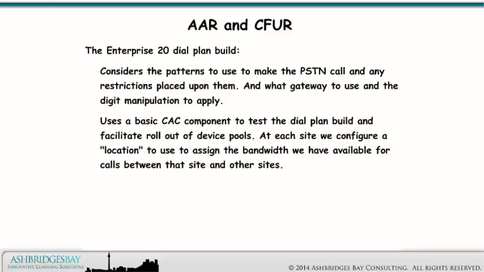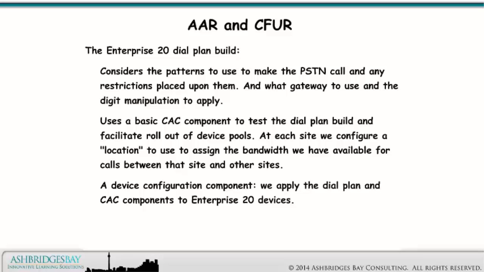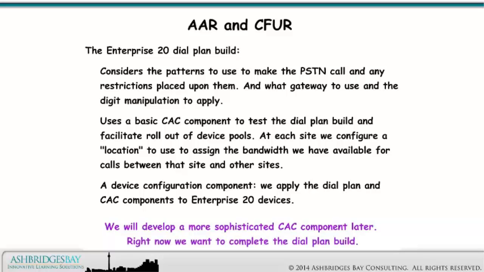At each site, we configure a location to use to assign the bandwidth we have available for calls between that site and other sites. And a device configuration component. We apply the dial plan and CAC components to Enterprise 20 devices. We will develop a more sophisticated CAC component later. Right now, we want to complete the dial plan build.